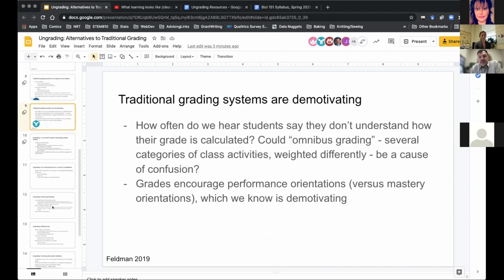And Joe Feldman calls this a result of omnibus grading, where we've got lots of different categories of things like class activities, quizzes, homework assignments, participation, all weighted differently, and it could be a cause for student confusion. Grades also, like we noted earlier, encourage that performance orientation versus a mastery or learning orientation, which we know research tells us is very demotivating.